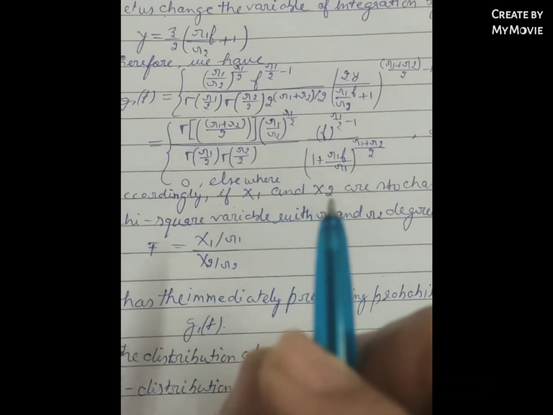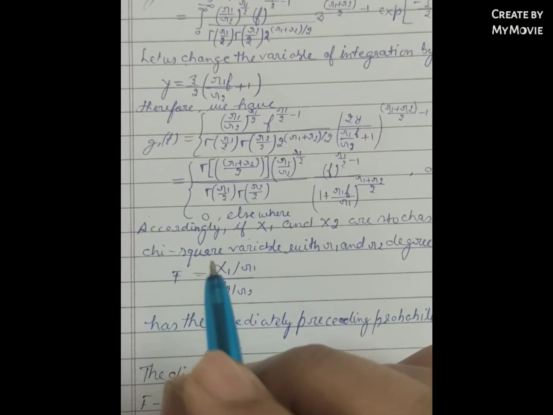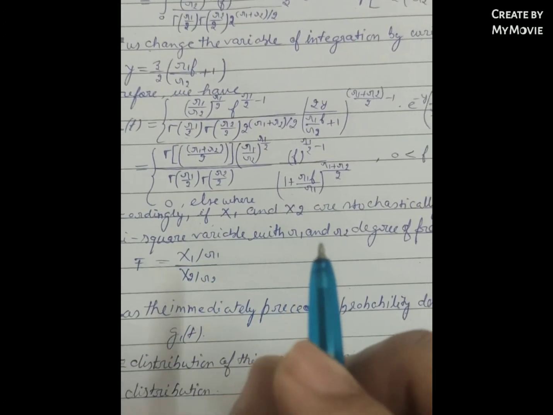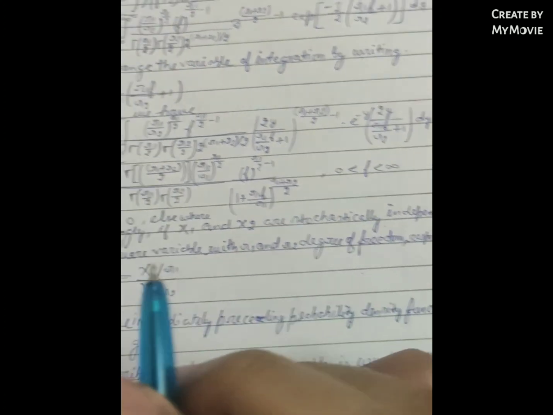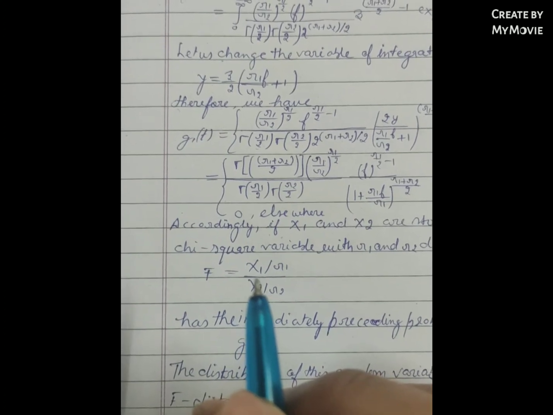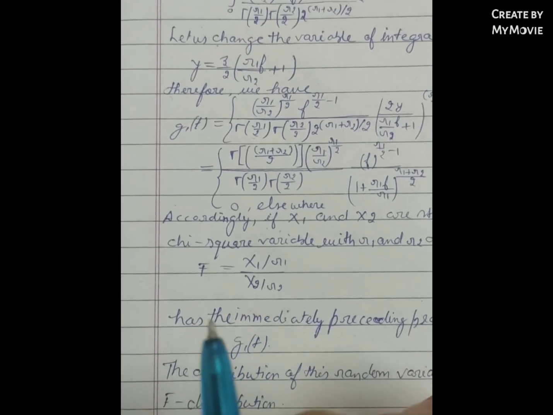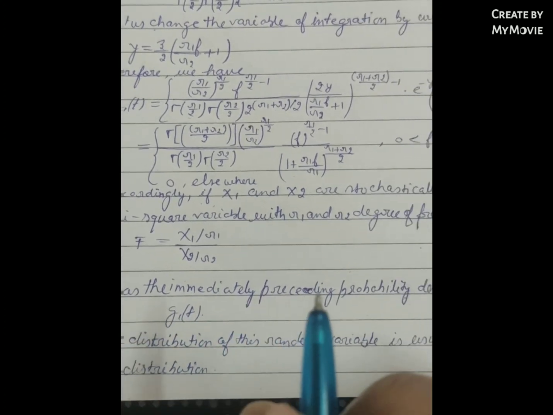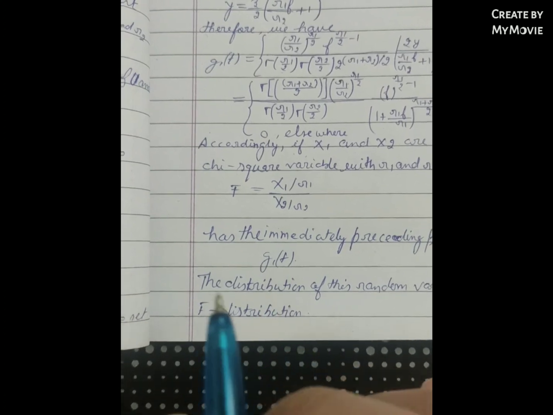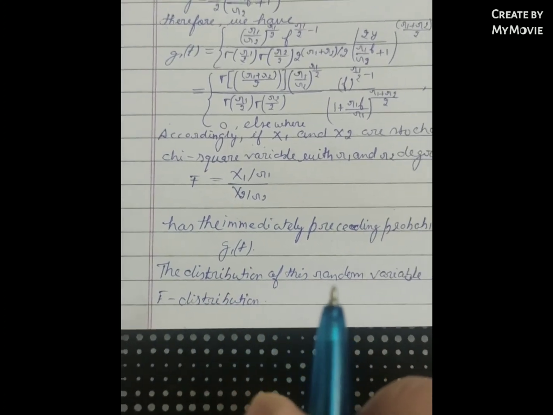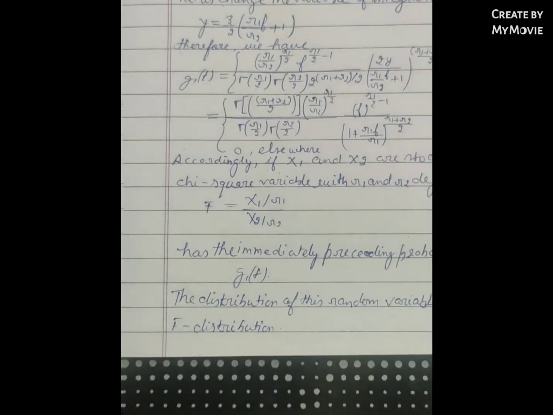Accordingly, X1 and X2 are stochastically independent chi-square variables with r1 and r2 degrees of freedom respectively. Then F is equal to (X1 upon r1) upon (X2 upon r2). The immediately preceding probability density function is g1(f). The distribution of the random variable F is usually called an F distribution.